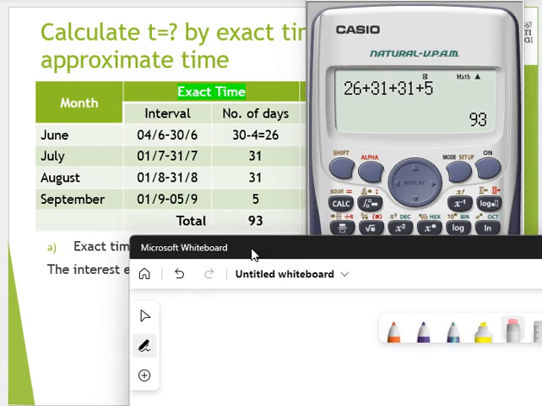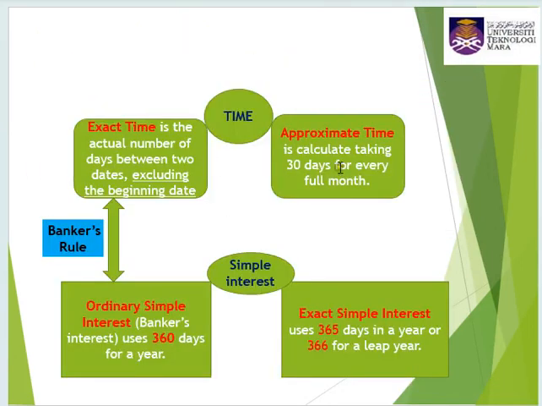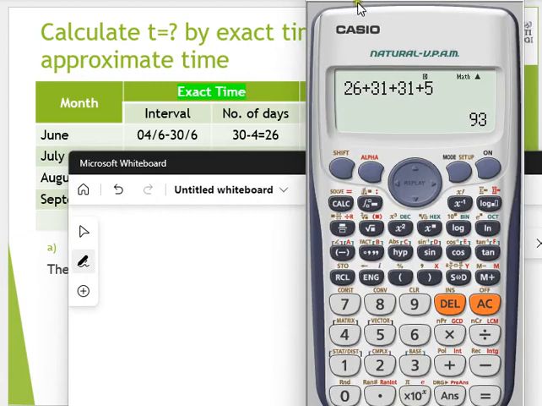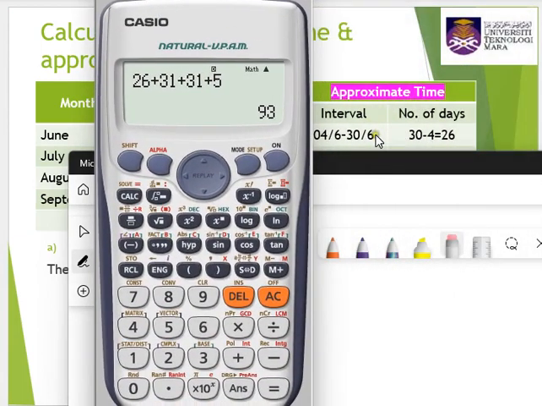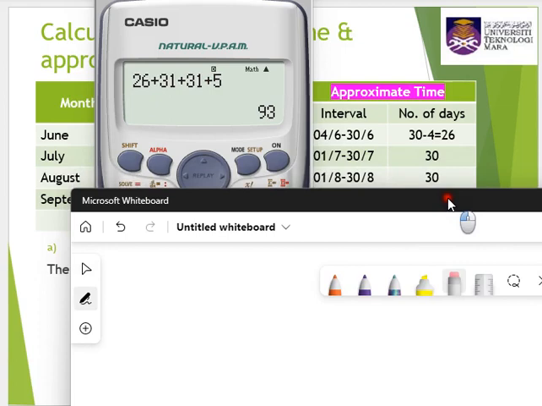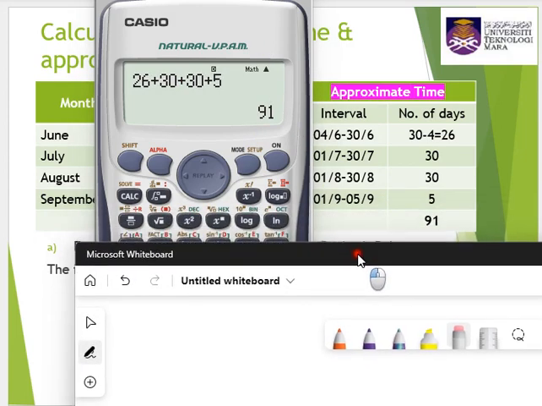Okay, how about approximate time? Do you remember for approximate time, each full month will be only 30 days. Okay, so let's proceed. For the June, you have 30 days minus 4, you have 26 days. Full month for July, 30 days because approximate time. Full month for August is also 30 days. September, only until 5th September, so only 5 days. So you just total up, 26, add up with 30, add up with 30, add up with 5. So you have a total of 91 days under approximate time.